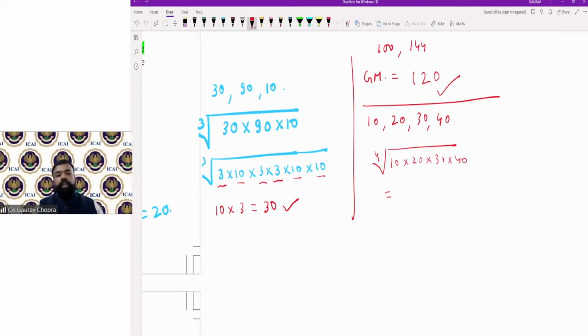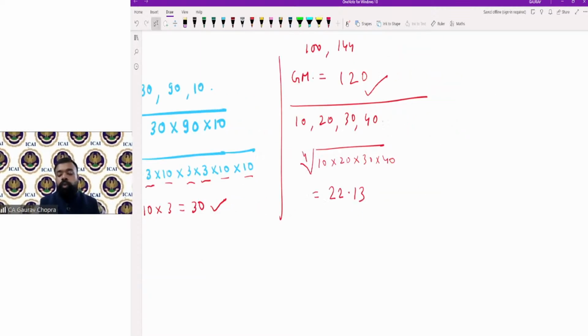Vishal Sharma has given the answer 22. Anybody else who is there with the answer? Only one person has given till now, Vishal. So the correct answer is 22.13. So how do we calculate the fourth root?